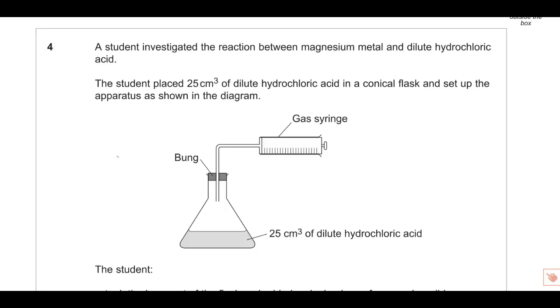A student investigated the reaction between magnesium metal and dilute hydrochloric acid. The student placed 25 centimeters cubed of dilute hydrochloric acid in a conical flask and set up the apparatus as shown in the diagram. Diagram here, we've got a little conical flask, we've got a reaction occurring in the bottom here between the acid and the magnesium metal, and we're collecting through here, into here, and into our gas syringe. We're collecting gas. In this case, that would be hydrogen gas collected.